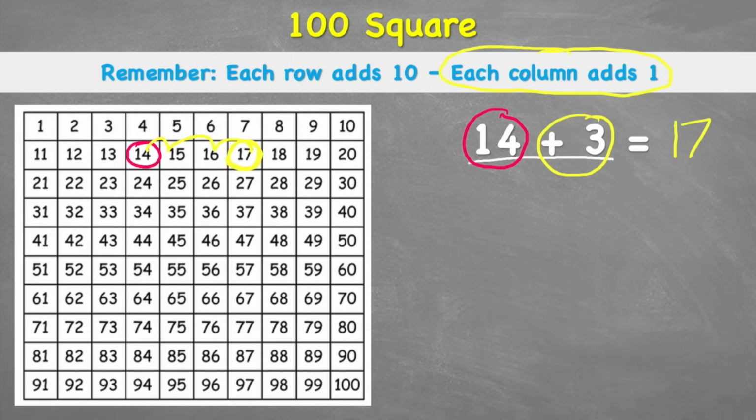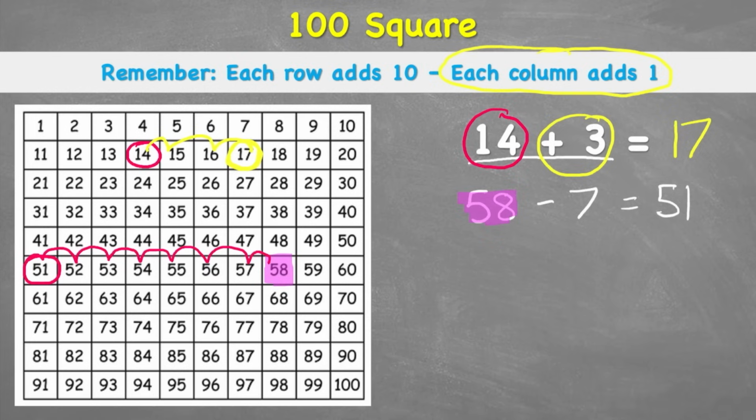And guess what? It works for subtraction too. Let's say 58 subtract 7 equals, let's see. First of all, let's find our 58. I can see it just here. And then we're subtracting 7, which means instead of coming up our 100 square, we're going to be going down the 100 square. We're going to go 1, 2, 3, 4, 5, 6, 7. There we are. And we finish on 51. So therefore 58 subtract 7 equals 51.